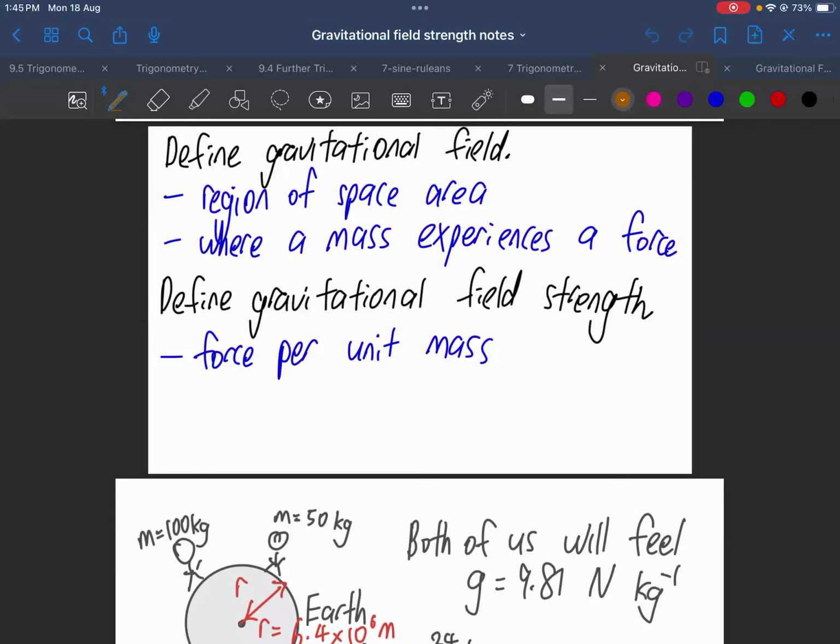Still remember I mentioned that gravitational field strength is force per unit mass. And gravitational field is referring to a region where a mass is going to experience a force. All right.